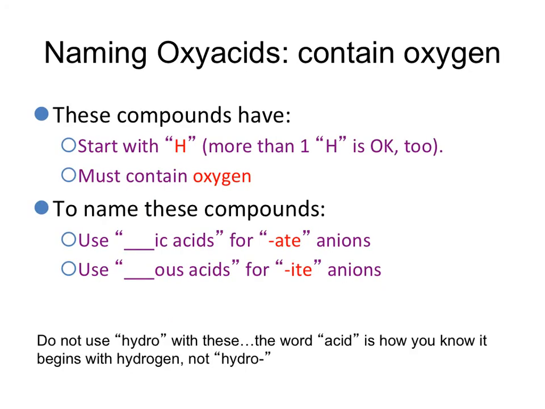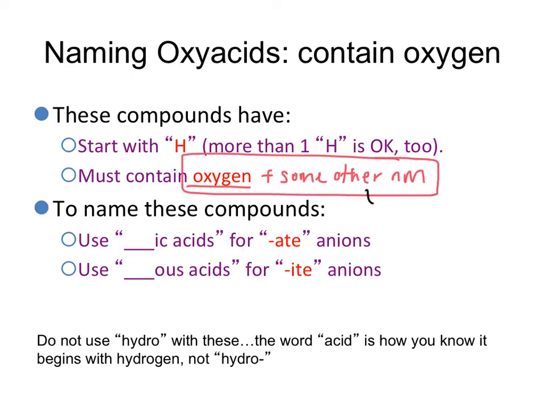We also have oxyacids. Oxyacids are compounds that contain hydrogen. They also contain an oxygen and some other nonmetal. The combination of the oxygen and the nonmetal actually make a polyatomic ion. To name an acid that has a polyatomic ion in it, we will use either the suffix ic or us, depending on if the polyatomic ion ended in ate or ite. We do not use the prefix hydro when naming an oxyacid.